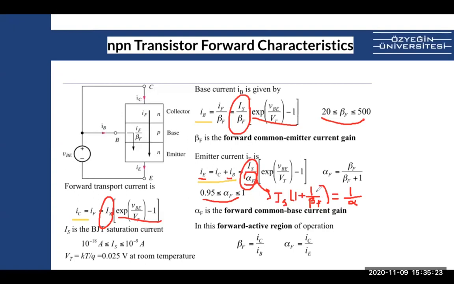And we can write alpha in terms of beta. So if, for instance, beta is 100, this alpha will be 100 over 101. So basically, if the emitter current is 101 units, 100 of it is coming from the collector, and 1 unit is coming from the base. That's how we can interpret this, okay? So the 100 units are coming from the collector, 1 unit is coming from the base, because beta was 100, right? The overall will be 101, which is here. So, which means that collector current IC over IE can also be written as gamma, alpha, sorry. Right?